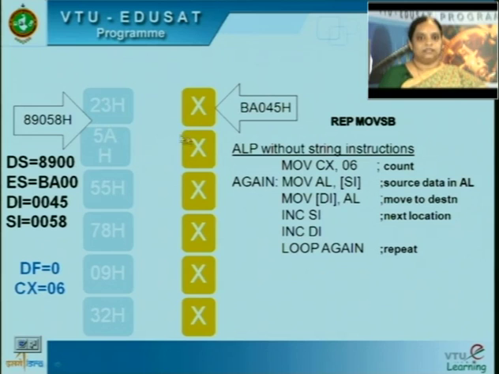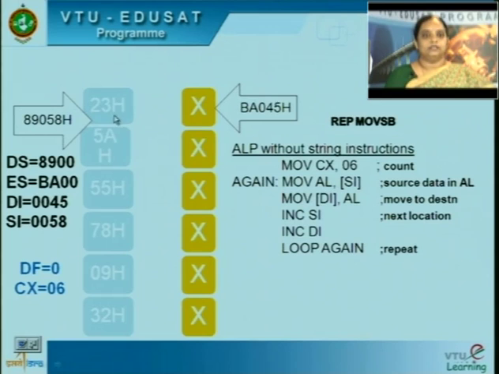Every MOVSW instruction moves 16-bit data from the source to the destination. After moving the 16-bit data, to point to the next word, your SI and DI have to be incremented by 2. If it is a byte, both of them are incremented by 1. If it is a word, both of them have to be incremented by 2. So MOVSW takes care of that. And we also can use repeat with MOVSW. One thing that we have to take care of is the CX. So if I have to move 100 bytes, CX should be loaded with 50, 100 by 2, because MOVSW is moving not one byte, it is moving 2 bytes at a time.